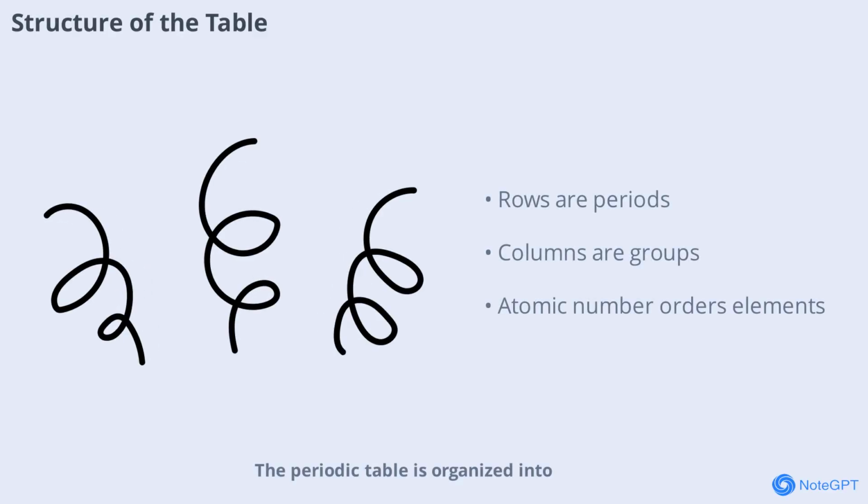The periodic table is organized into rows called periods and columns called groups. Each element is placed according to its atomic number, which is the number of protons in its nucleus. The table shape isn't random. It reflects recurring patterns in element properties. For example, elements in the same group often behave similarly in chemical reactions. Understanding the structure helps chemists predict how elements will interact, making the table a powerful tool for science and industry.